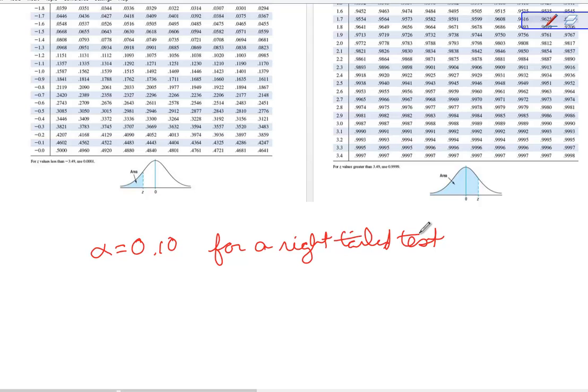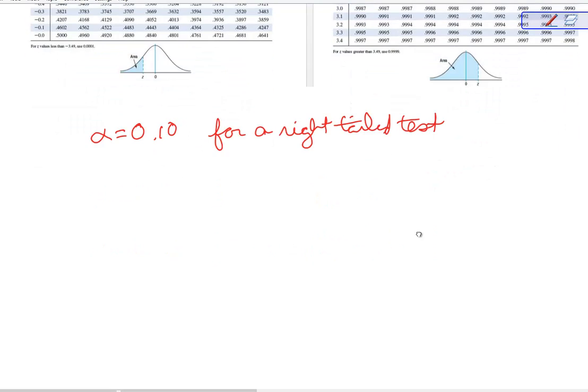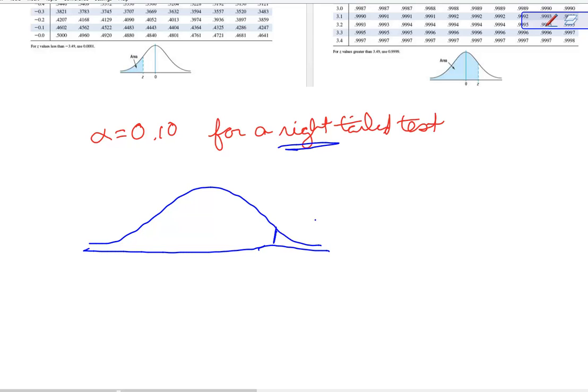And we want to know the critical value for it. Well, the first thing I'm going to do is draw my picture. And since it's for a right-tailed test, I'm going to draw over here. Okay. And I'm going to put the entire 0.10 in there.